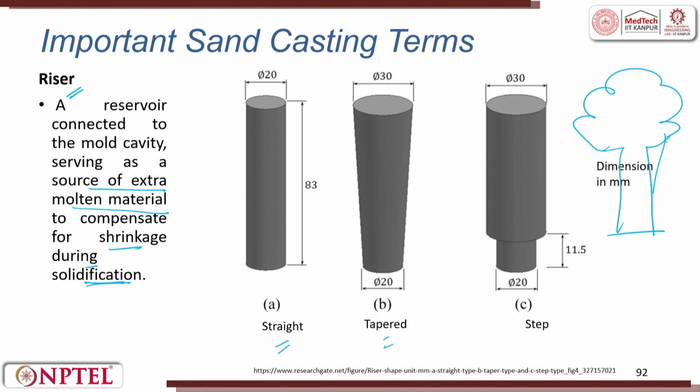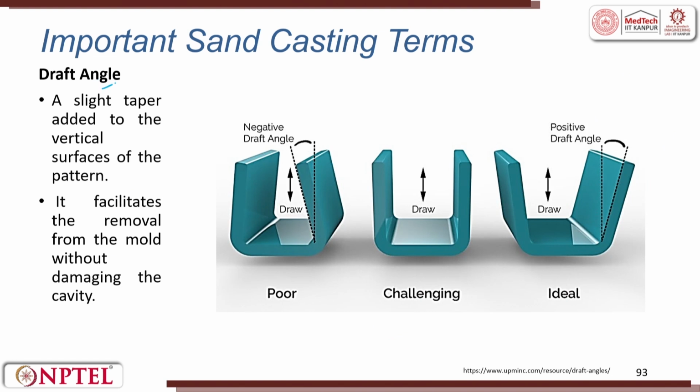So, you can also have blind risers, right. So, straight riser, taper riser and step riser. Predominantly what we use is the taper riser. So, there is something called a draft angle. A slight taper added to a vertical surface of the pattern is called the draft. It facilitates the removal from the mold without damaging the cavity.